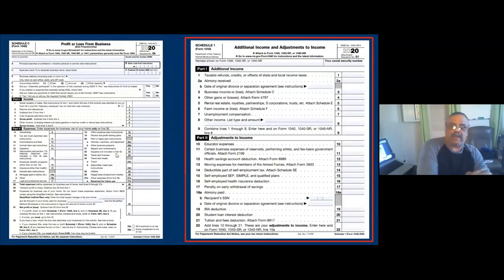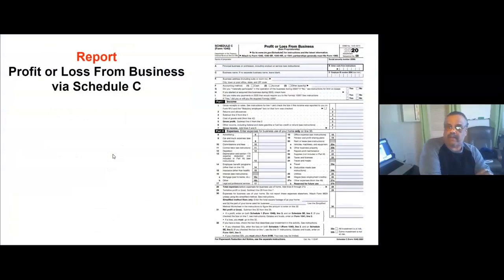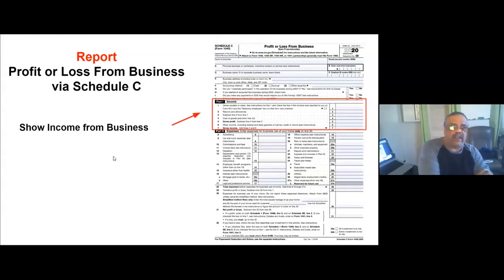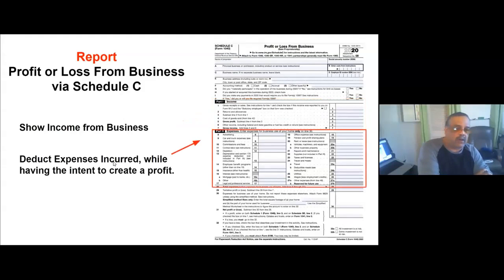So let's take a look at this together. Your Schedule C is where you report your profit or loss from your business. Part one is the income that you've incurred from your business, and part two is the expenses that you have incurred from your business.